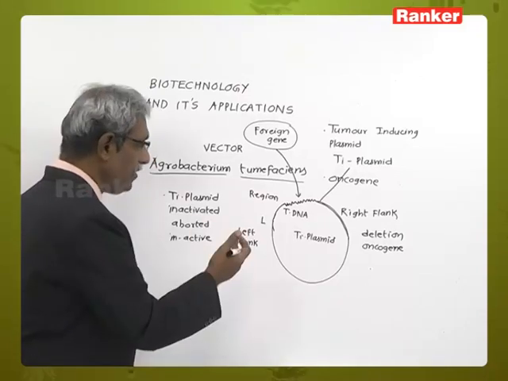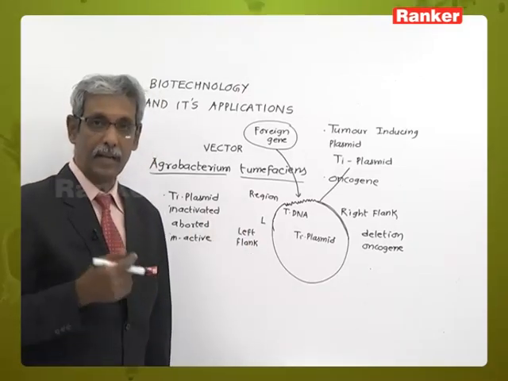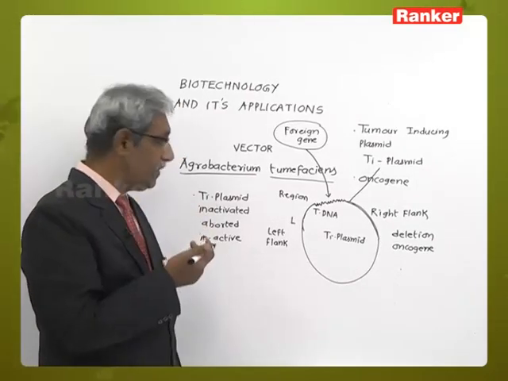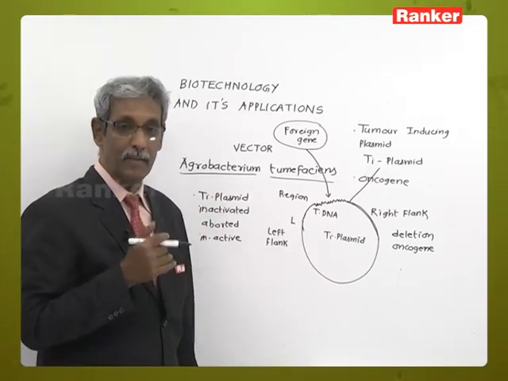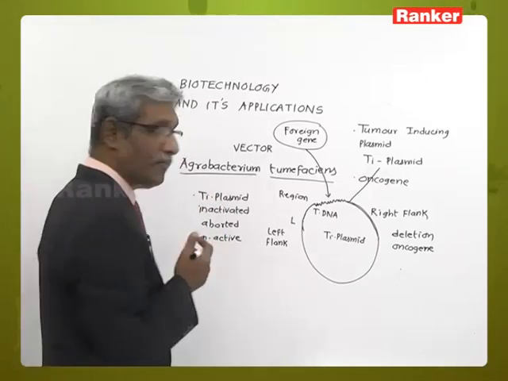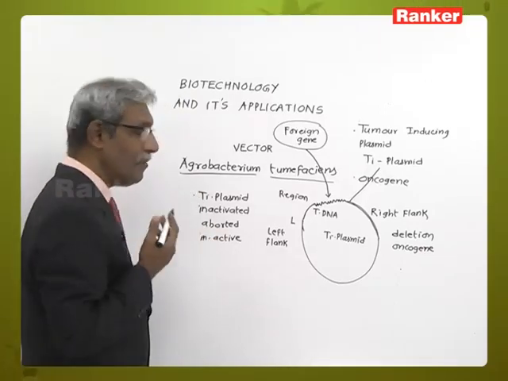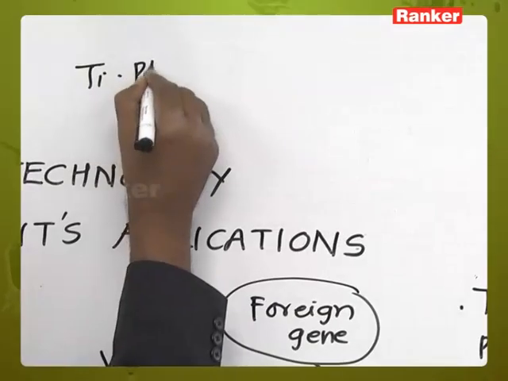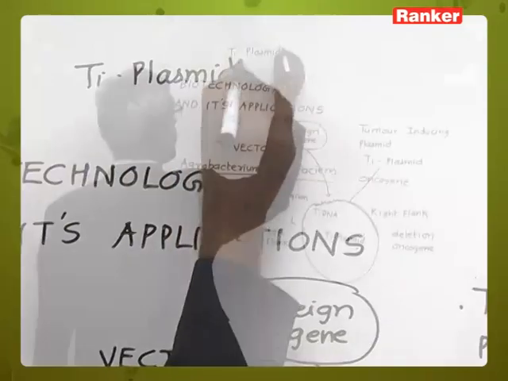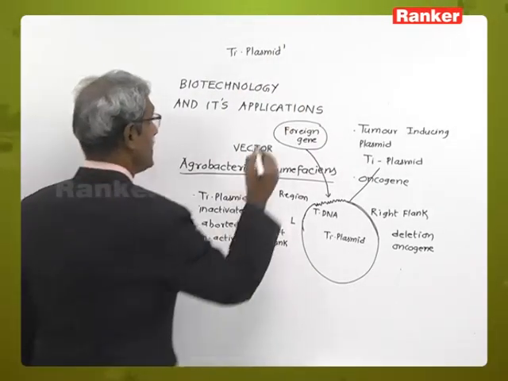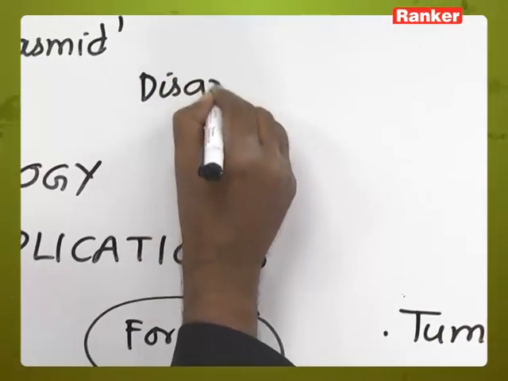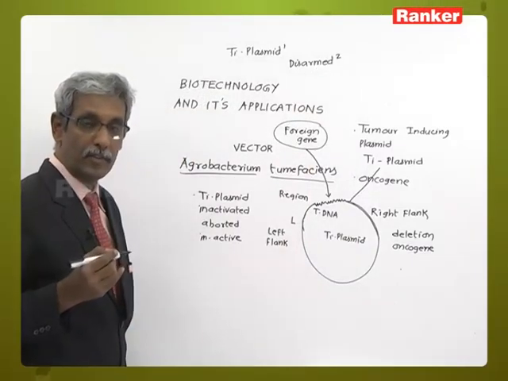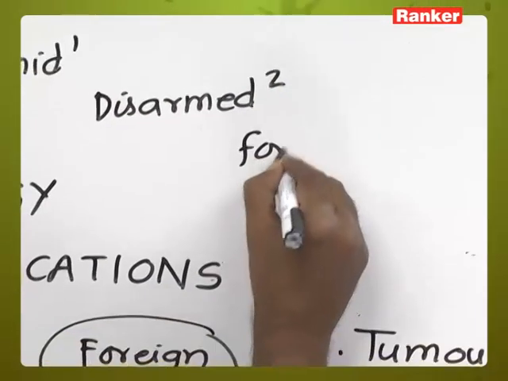Now, once you have your foreign gene linked in the region of the tDNA where it is supposed to be in the TI plasmid, the transfer of the foreign gene along with the tDNA is very, very efficient. So, what are the advantages? Why do you call Agrobacterium tumefaciens a natural genetic engineer? Because it has a TI plasmid. Next, the TI plasmid is disarmed. Third, the foreign gene of interest is placed into it. It has got a foreign gene insert.